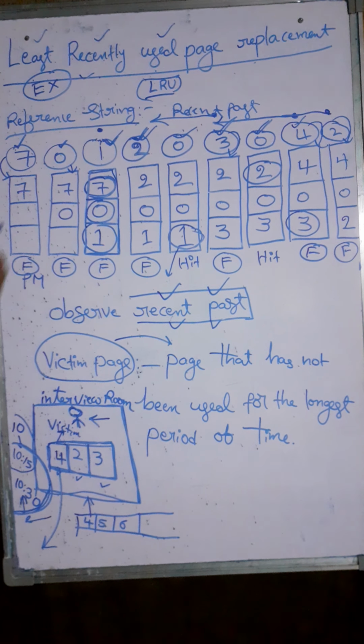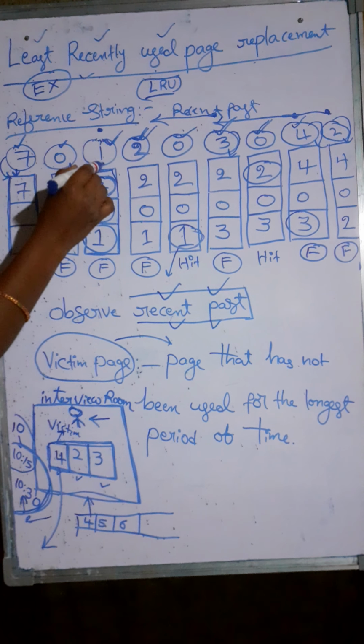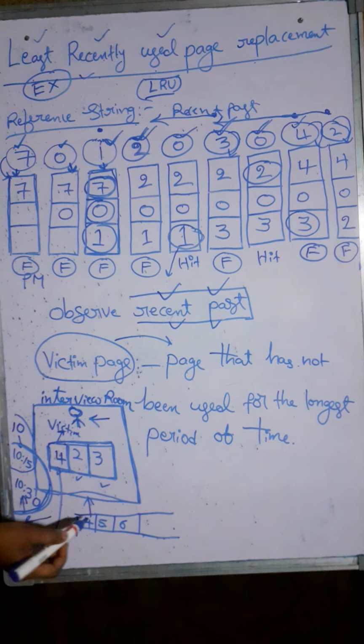Let us assume that the primary memory can hold only 3 pages of data, like the interviewer can interview only 3 persons at a time. Now first 7 has entered, then 0 has entered, then 1 has entered. Now here 2 wants to enter into the primary memory, but it cannot enter because the primary memory is already full.